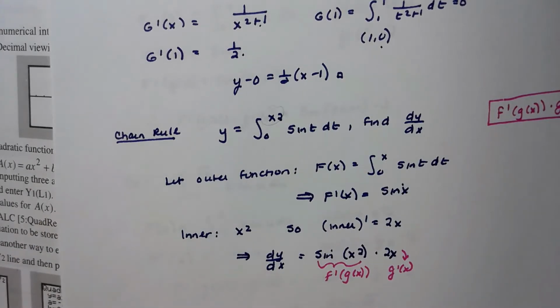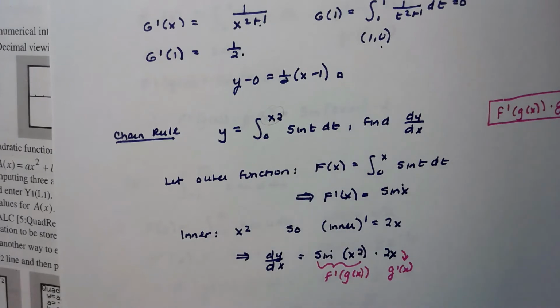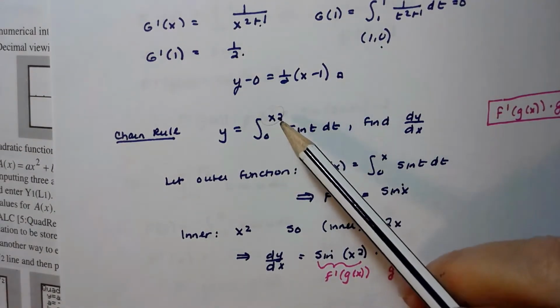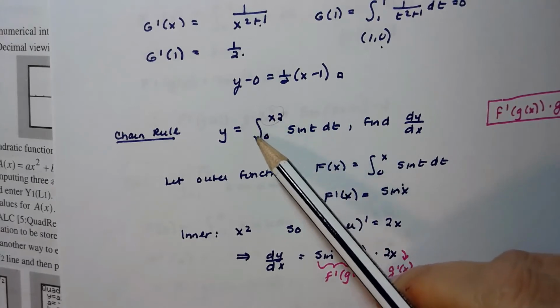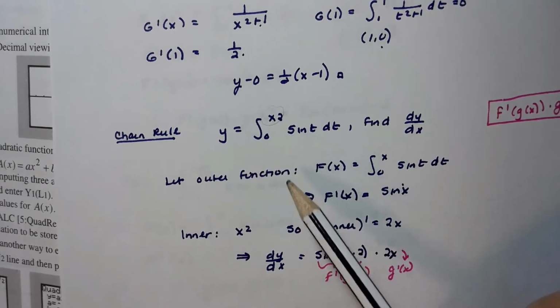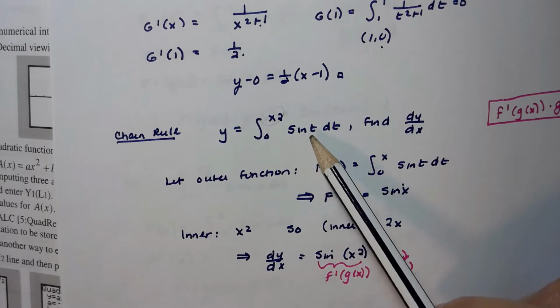You could switch it to the negative of and swap the bounds if you need to, but the x should always be on top. And there are all kinds of scenarios where this could happen, but a simple one is we have this function right here: the integral from 0 to x squared of sine t dt.